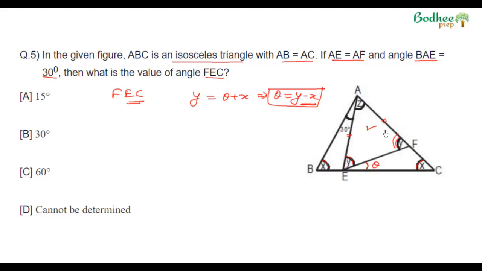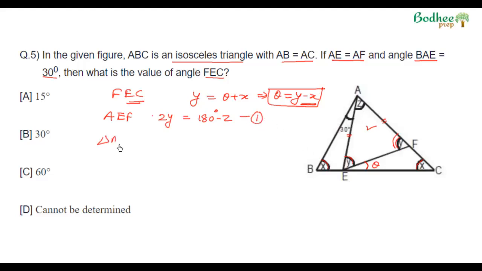Now let us take the triangle AEF. So in triangle AEF, the sum of all these three angles is equal to 180 degrees, or we can say that y plus y, that is 2y, should be equal to 180 minus z. So 2y is equal to 180 minus z, right? This is of course in degrees. Say this is equation number 1.